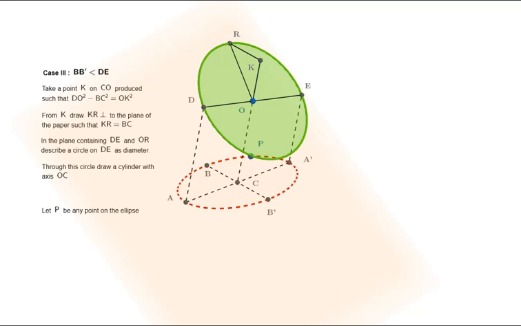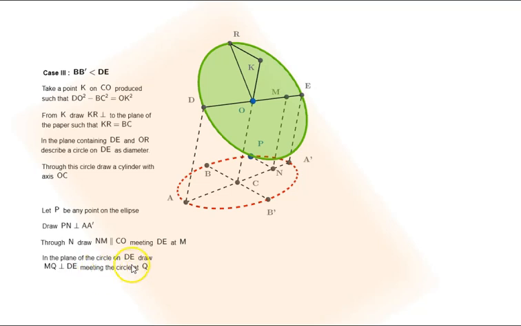Again, as usual, as in the previous cases, we draw PN perpendicular to A prime A. To N, draw NM parallel to CO. In the plane of the circle on DE, draw NQ perpendicular to DE meeting the circle at Q. Draw QH perpendicular to NM produced. So we extend NM and we draw a perpendicular from Q.